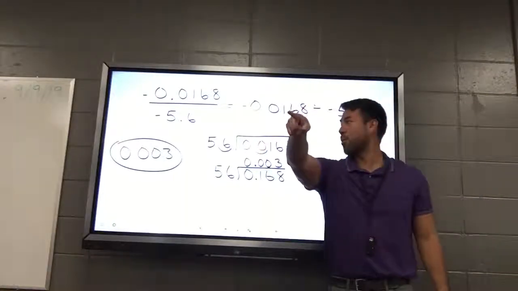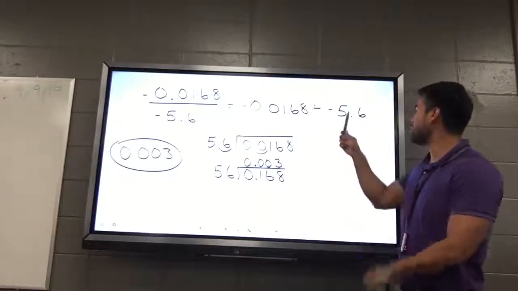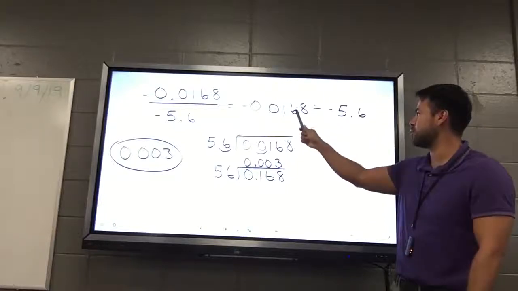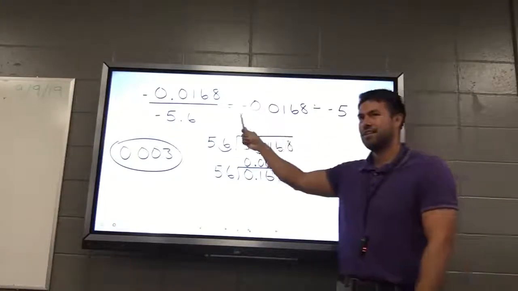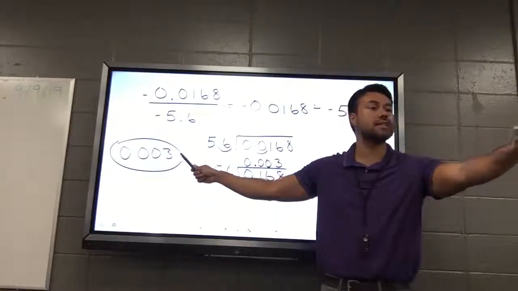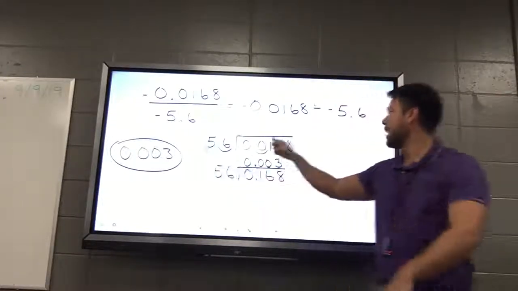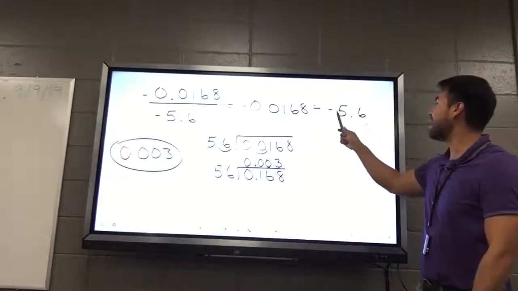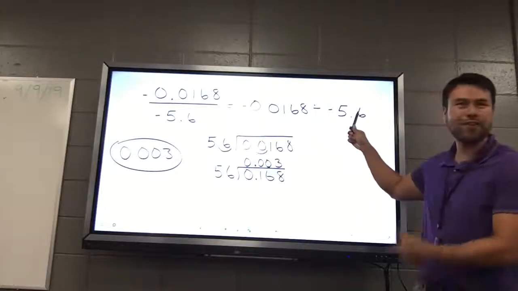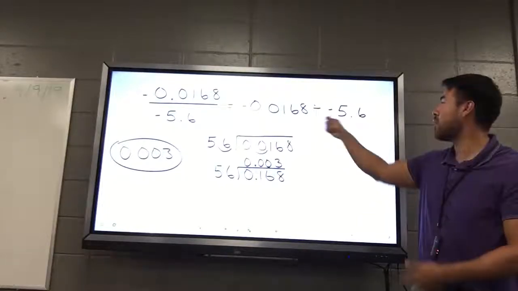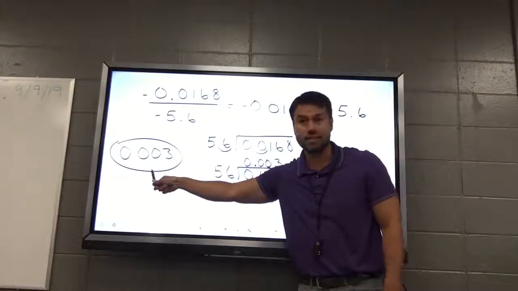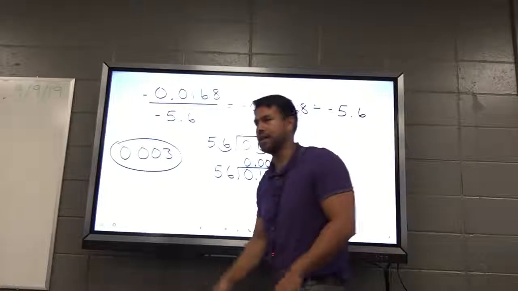Colin, I have an important question for you. You don't even have to think of the negatives, but how many groups of 5.6 can fit into 0.0168? 3,000ths. You're like, how is that even possible? Listen to me, guys. That means you cannot even fit a whole one of these groups into here. You can't fit a bigger number into a smaller number, right? So how much of this bigger number can you fit? Only 3,000ths of it. That's super tiny.